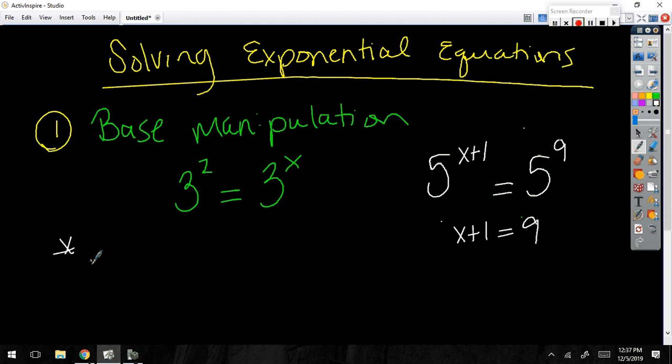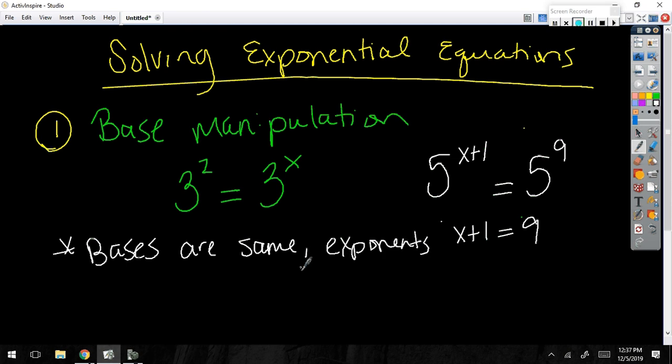When the bases are the same, and we just have one exponential piece on either side and that's it, then it follows that the exponents must also be the same. So that sounds pretty self-explanatory, and that sounds like it's just common sense, right?